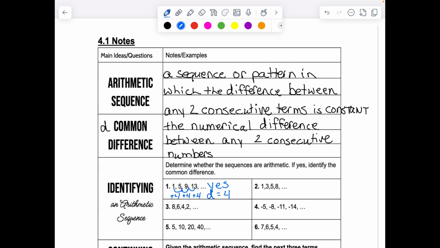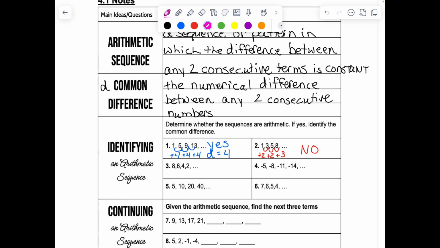So on number 2, what would you do to 1 to get a 3? Well, let's add 2. 3 to 5 is add 2. 5 to 8 is add 3. Well, since that's not constant, because one of them is adding 3 and the other two are adding 2, this is not an arithmetic sequence.